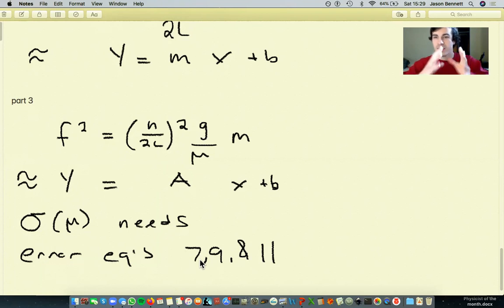Equation 7 is the uncertainty of a constant times a quantity that you know. And then you have an L squared, and what else? L squared and mu. No, an L squared and an M. Yeah, mu is what you're solving for. So you have an L squared and an M. You have to use equation 9 there because there's two quantities being multiplied together. And then you can use 11 on the L squared.